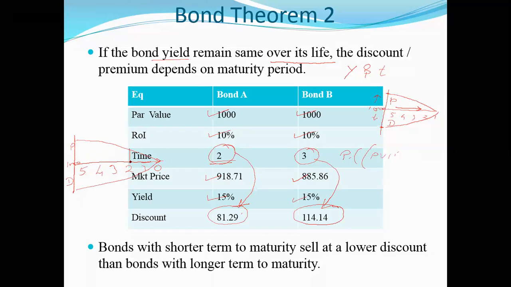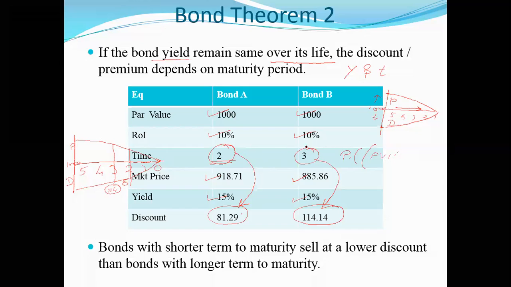It has 2 years to mature in our case, so the discount is only 81 rupees. But bond B has 3 years to mature. So if bond B has 3 years to mature, what is the discount available on this? It is 114. So the longer the tenure the bond has to mature, the more will be the discount. The lesser the time the bond has to mature, the lesser will be the discount. That is what it tries to tell you.